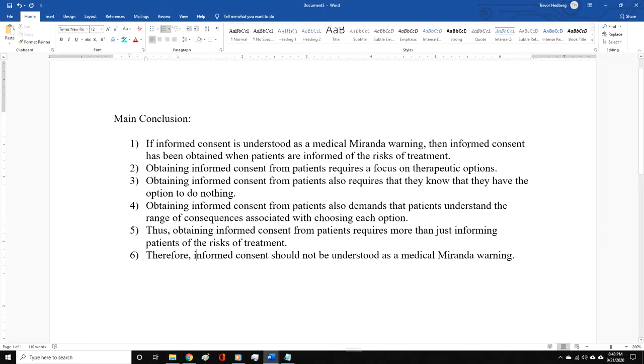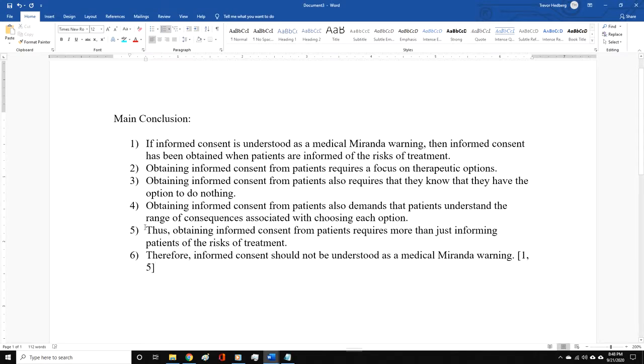Okay, these are all the pieces, so here's how this fits together. We started with the same place, our original conditional statement that we inferred from the first paragraph: if informed consent is understood as a medical Miranda warning, then informed consent has been obtained when patients are informed of the risks of treatment. We also have our original premise, thus obtaining informed consent from patients requires more than just informing the patients of the risk of treatment, and that's designed to generate our ultimate conclusion.